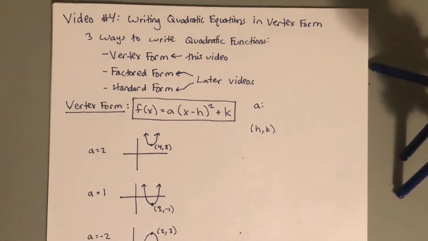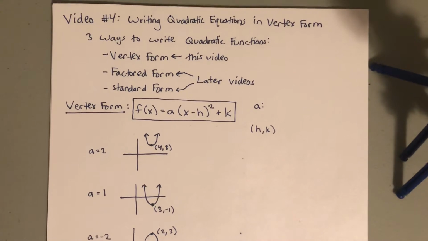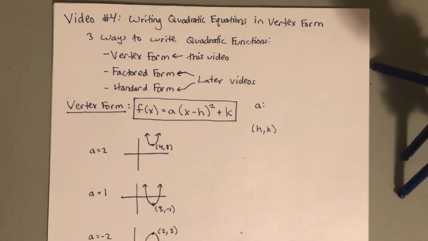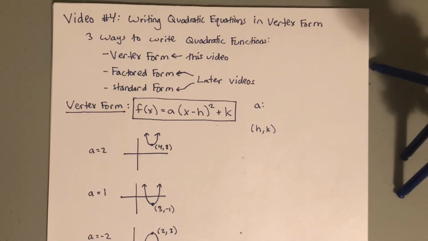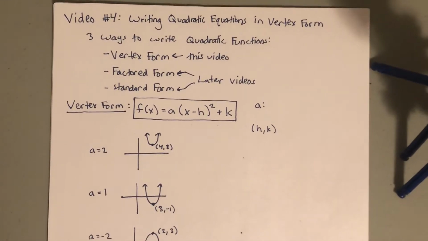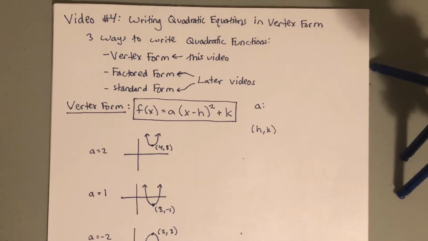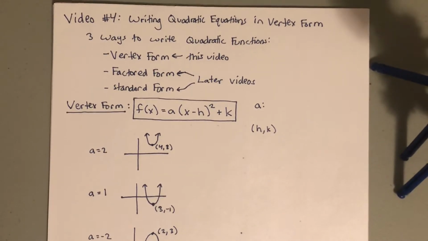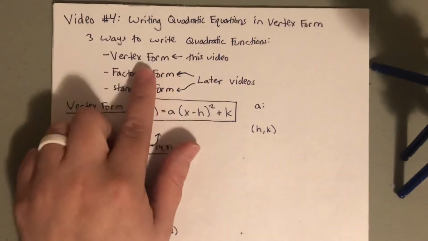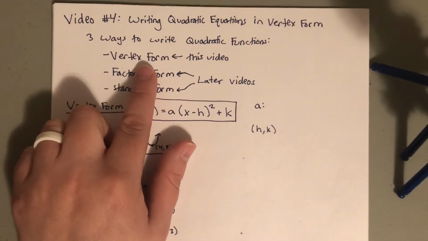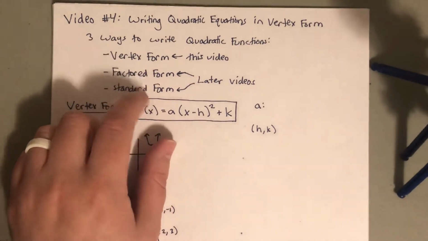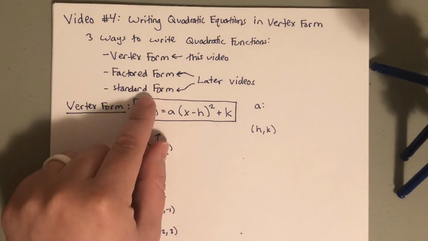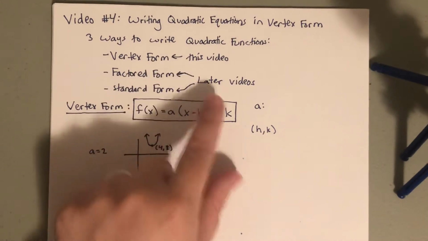All right, in this video, we are going to be talking about writing quadratic equations in vertex form. There's actually several different ways to write quadratic equations. Just like one of the ways that we can write a linear equation is with y equals mx plus b, or we call that slope-intercept form. There's three main ways to write quadratic equations. The first one that we're going to talk about in this video is using vertex form. And there's two others, factored form and standard form, and we're going to talk about those in later videos.